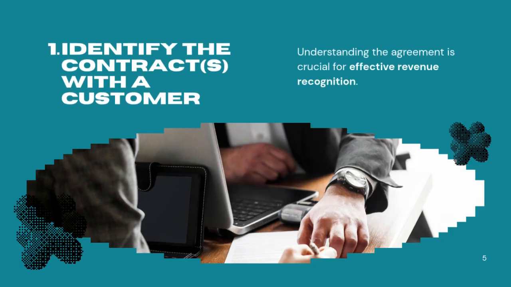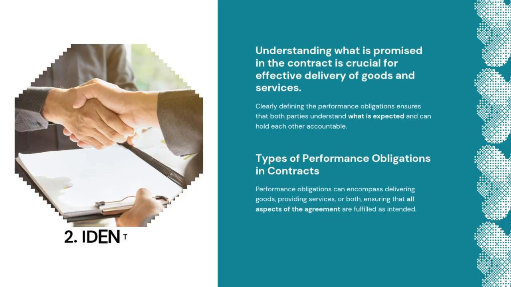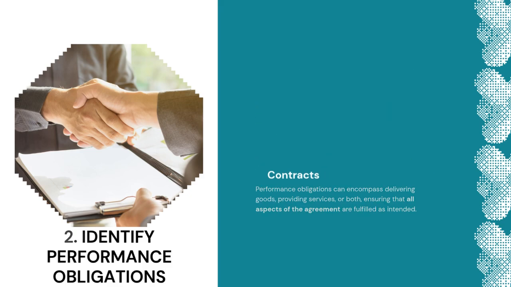AASB 15 outlines a 5-step model. Identify the contract with a customer. This seems obvious, but it's about clearly defining the agreement. Identify the performance obligations in the contract. What exactly is the company promising to deliver? This could be goods, services, or a combination of both.